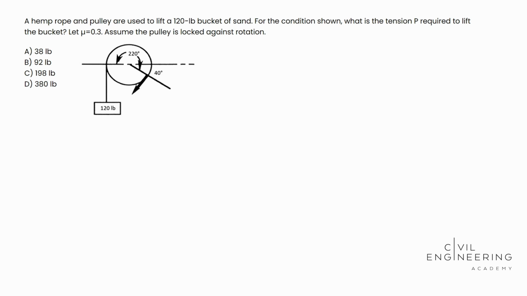So today we have an FE problem. Here's what the question says. A hemp rope, which is basically like the classic little twine rope. It's not little, but it's just a classic rope that you may be picturing in your head, and pulley are used to lift a 120-pound bucket of sand. For the condition shown, what is the tension P required to lift the bucket? Let mu equal 0.3. Assume the pulley is locked against rotation.